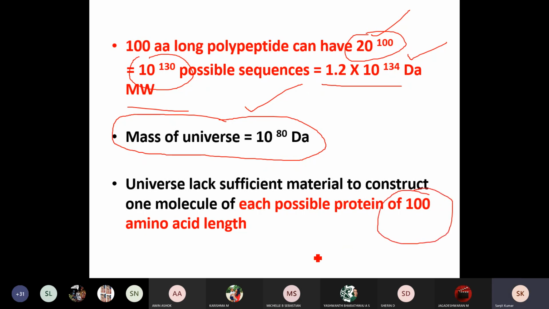Just try to understand these things, because in two or three classes I am going to discuss protein folding and all these things. Have you studied a little bit about protein folding in your second year or third year?